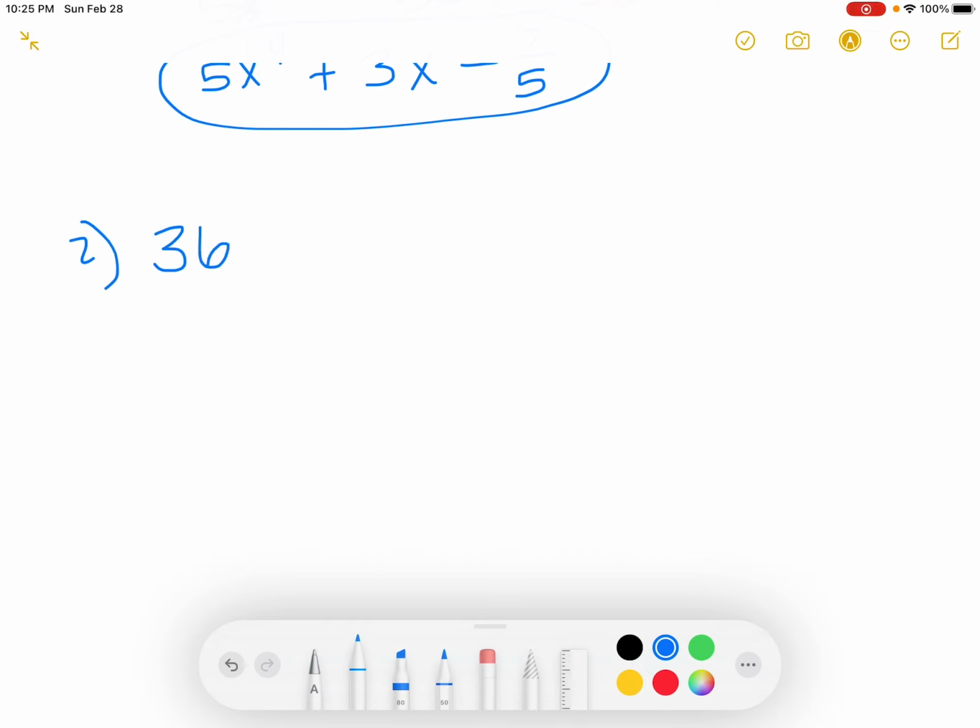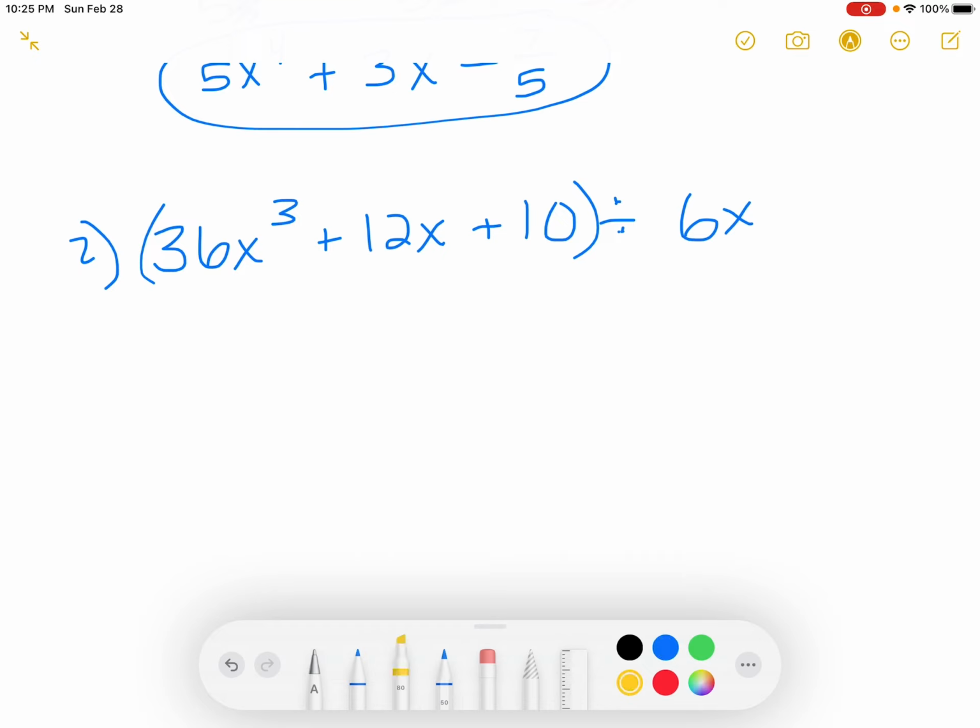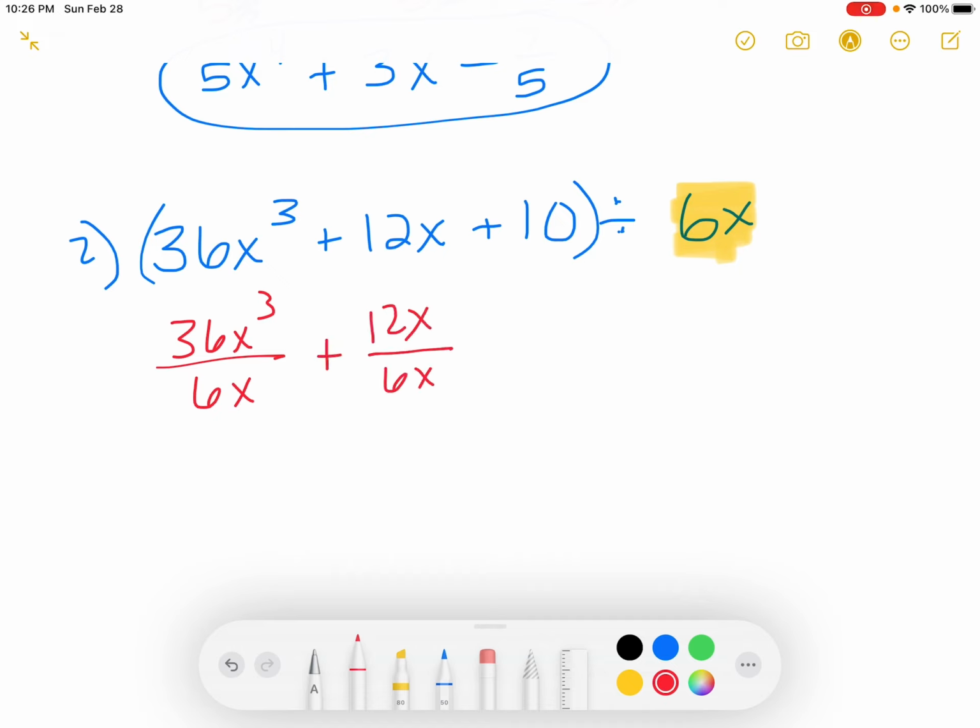Okay, let's do 36x to the 3rd plus 12x plus 10, that whole polynomial divided by 6x. All right, so for this one, same thing. I'm going to take my monomial that's over there and put it underneath each term of my polynomial. Okay, so I have 36x to the 3rd over 6x plus 12x over 6x plus 10.